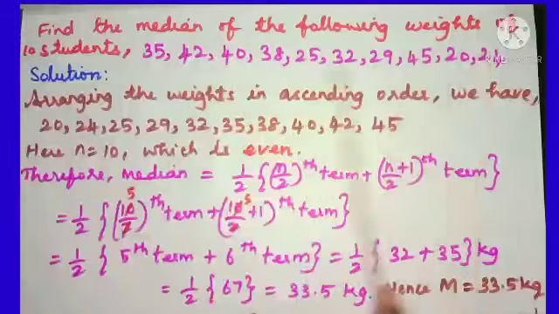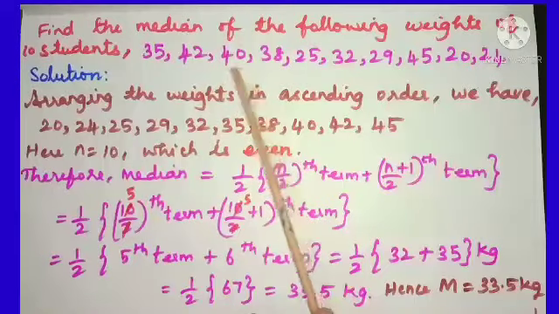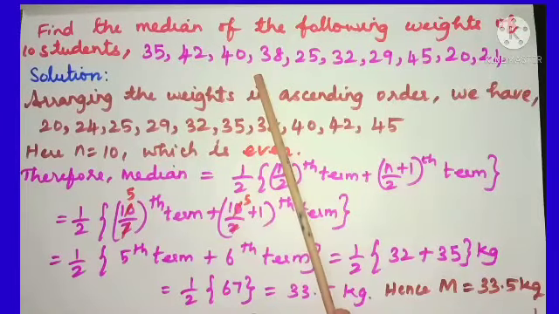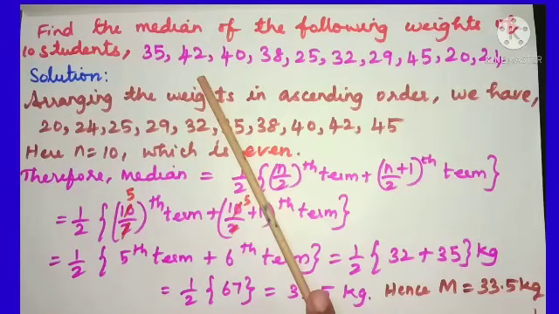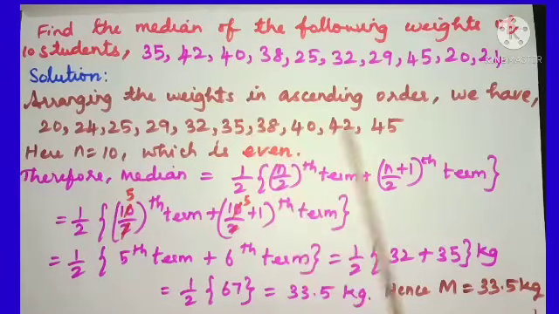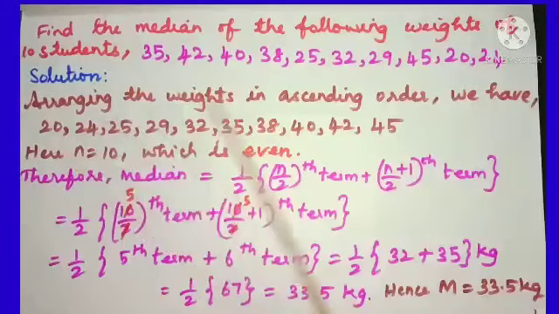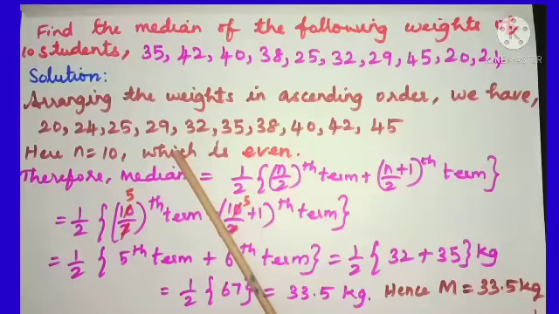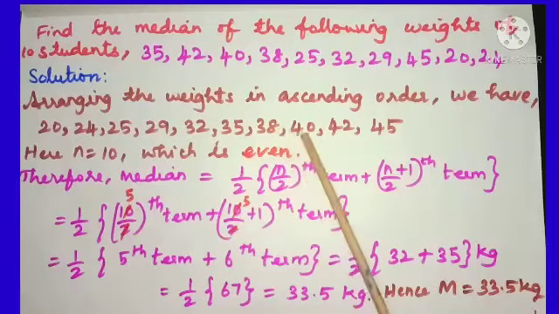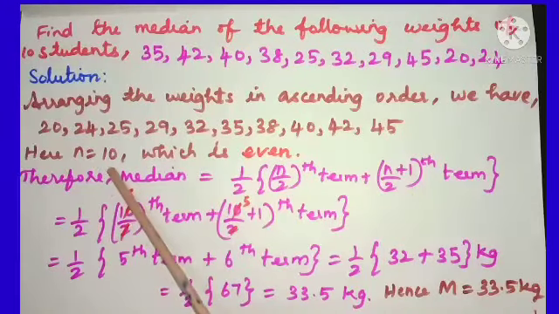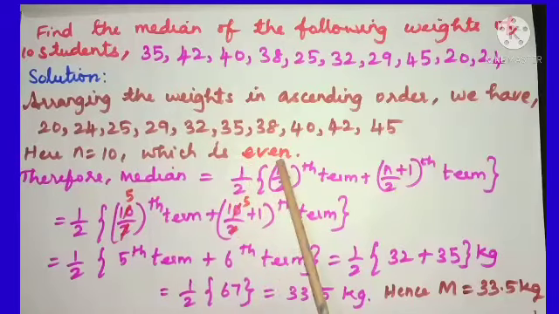Find the median of the following weights of 10 students. So the number of observations is 10. As our first step, you need to arrange the given weights of the students in ascending order from smallest to biggest and count the number of observations: 1, 2, 3, 4, 5, 6, 7, 8, 9, 10. Here n is equal to 10, which is even.